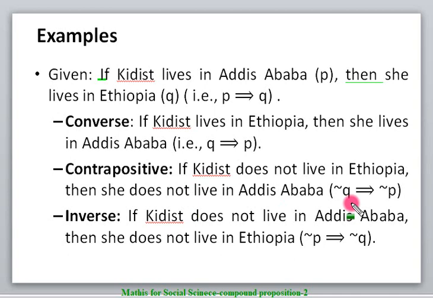What about its inverse? The inverse statement of this conditional statement: if Kadis does not live in Addis Ababa, here there is no exchange of place, but it is negated here, then she does not live in Ethiopia. That means negation P implies negation Q. You can write it in such a way, or you can practice in such a way.